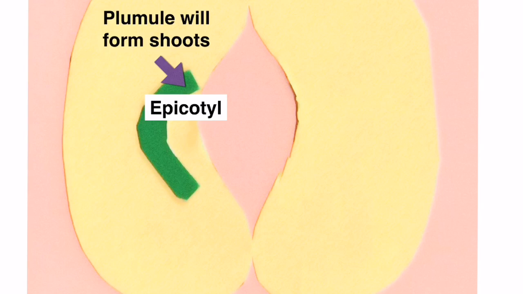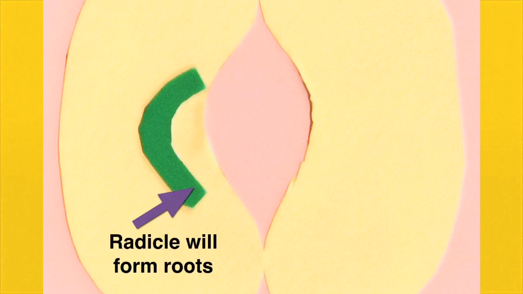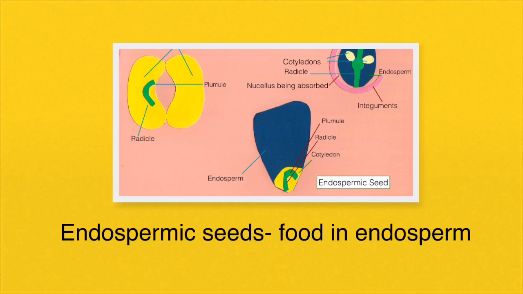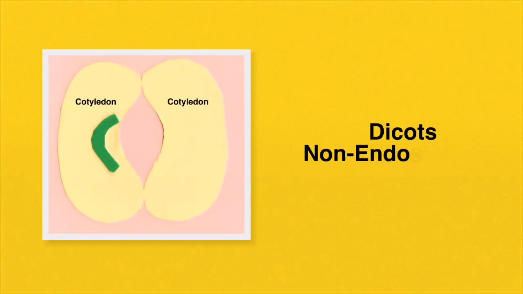The growing tip of this is the plumule, and this is what will form the shoot of the new plant. The part of the embryo plant below where the cotyledons attach is known as the hypocotyl. The end of this, or the growing tip of this, is known as the radicle, and this will form the root. Maize is an example of a monocot seed. It is a monocot because it has 1 cotyledon. It also has an endosperm, so it's known as endospermic. This is where it stores its food reserves. In dicots, they don't have any endosperms. They have 2 cotyledons, and this is where they store their food.